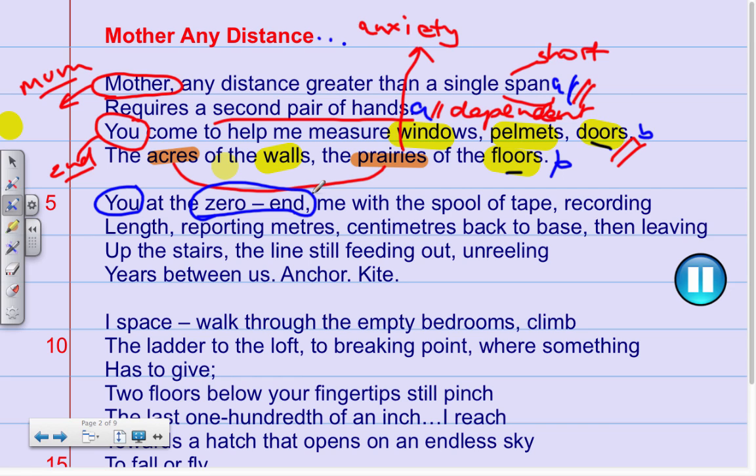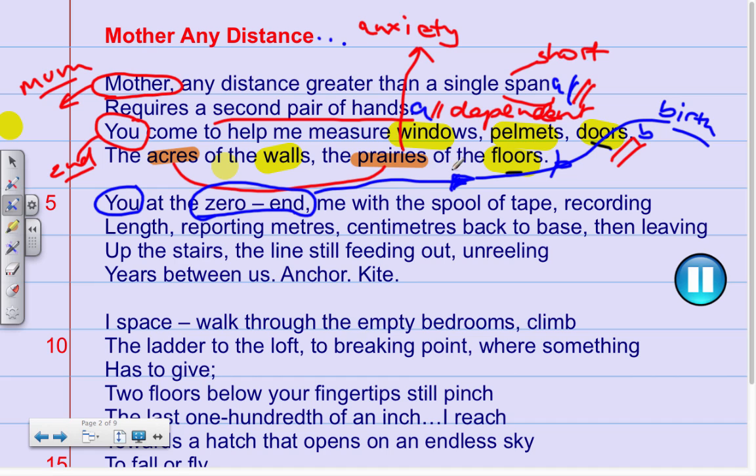And as he does so, he's unreeling the measuring tape, and he's using that as a metaphor for the changing transition in their relationship as he moves away from her. The zero end, I think, is an interesting term because it suggests that she's been there from birth, from the start of their relationship. And that would indicate a closeness. Someone who's there for you for a long time, dedicated and loyal to you, suggests that you are close.